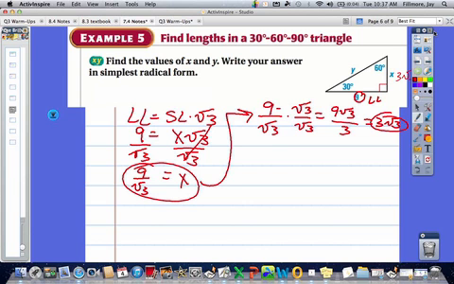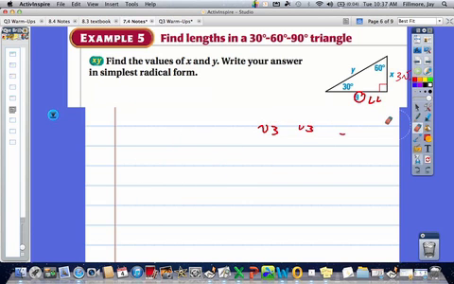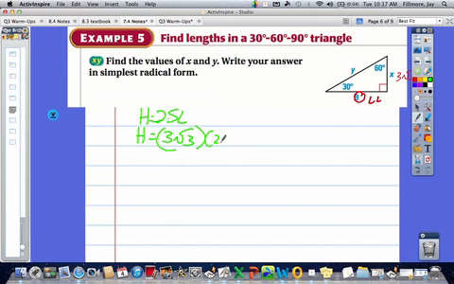Find your hypotenuse, and I'm going to erase all this stuff over here now. Our hypotenuse is whatever the short leg is, times 2. So our short leg is 3 root 3, and then just multiply that times 2. So we multiply our two whole numbers, and this is now 6 root 3. And we're finished.